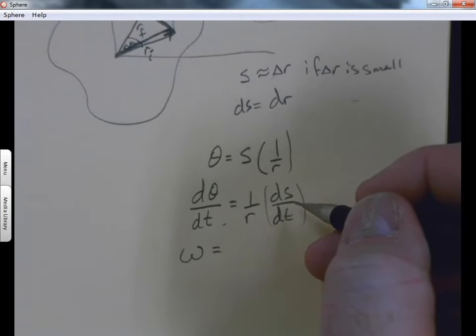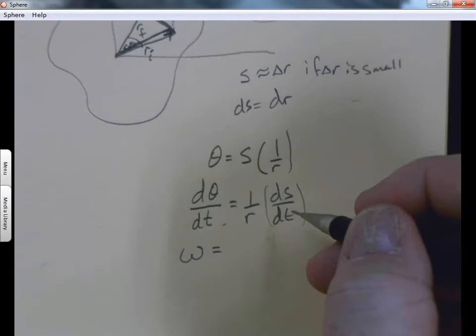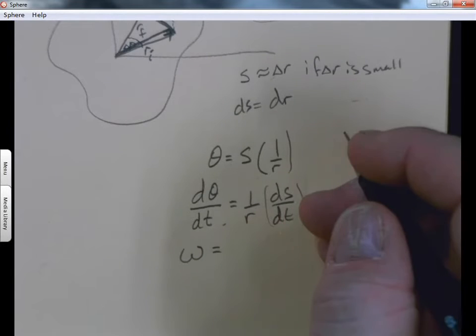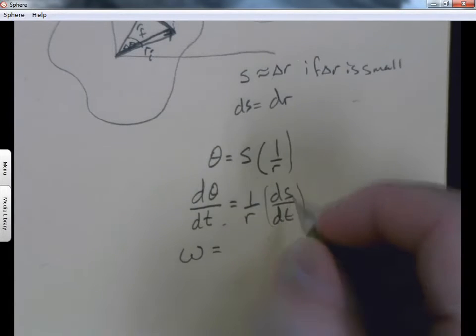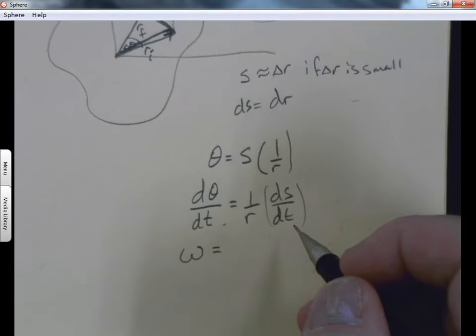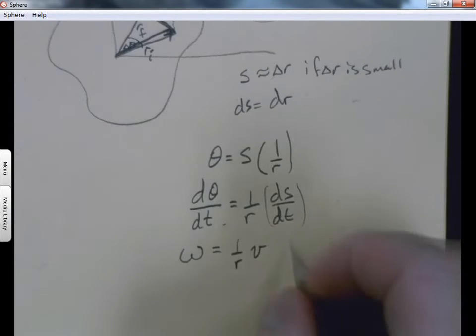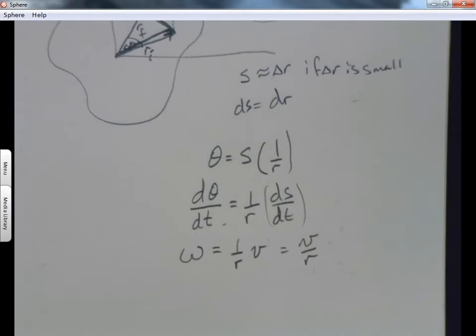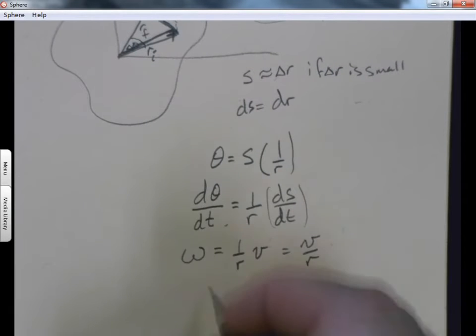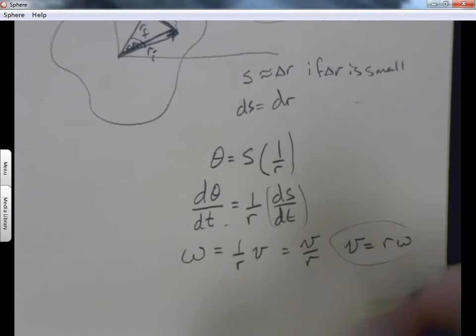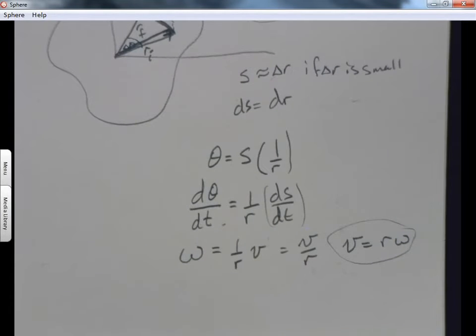S is a length, right? It is a linear distance. So ds dt, if it's velocity, is the change in actual linear distance divided by time. Okay, that's going to be our velocity. So this winds up being 1 over r v, or v over r. So omega equals v over r, or another way of writing this, and it's simpler, is we move the r to the other side and we get v equals r omega. Okay, and that's how we relate our speed to our rotational speed.